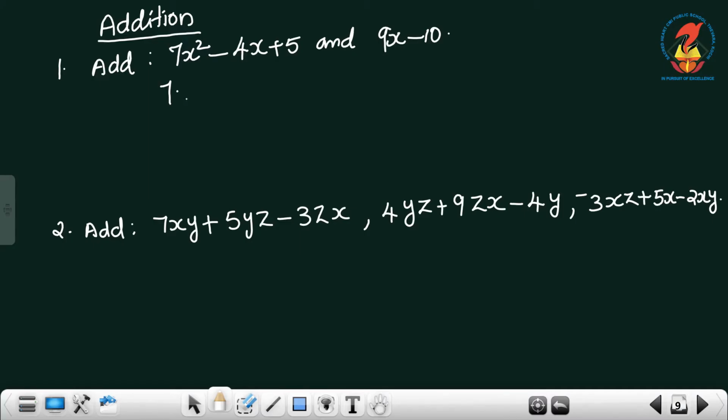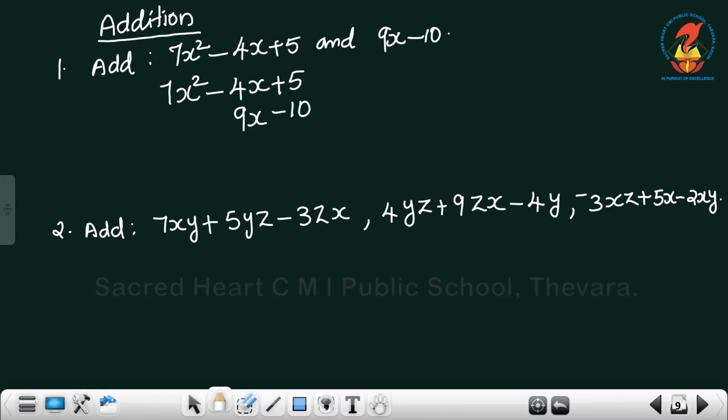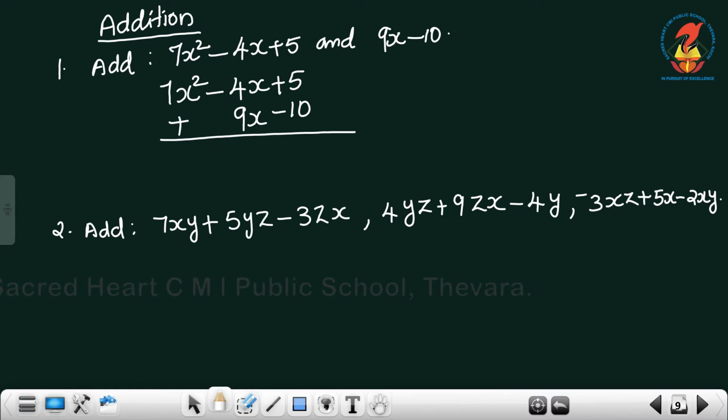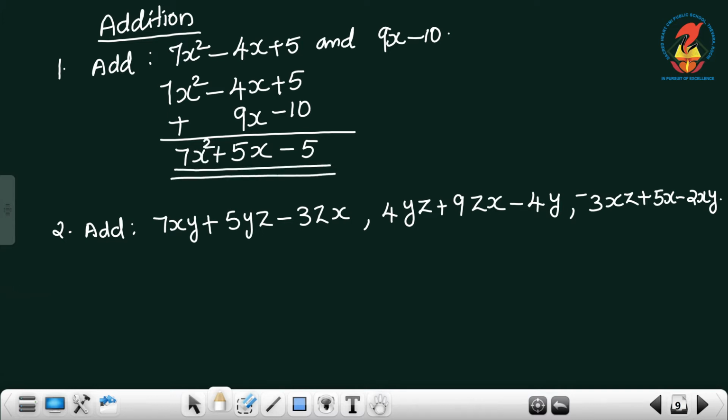For example, first row 7x square minus 4x plus 5. Second expression 9x minus 10. Like terms should be written one below the other: 9x below minus 4x, and minus 10 below 5. Okay, and add it. 5 minus 10 equals minus 5. Minus 4x plus 9x is 5x. Bring down 7x square. So 7x square plus 5x minus 5.